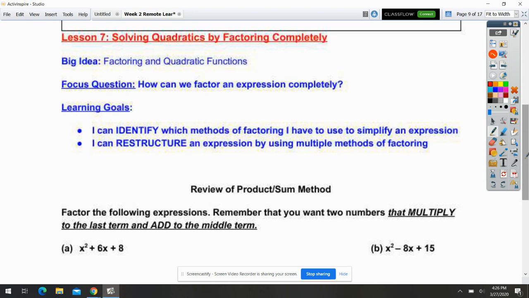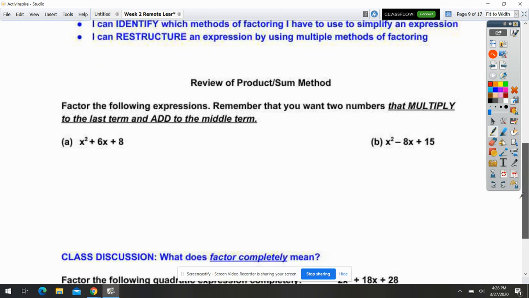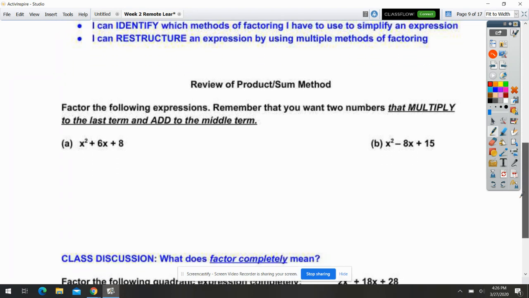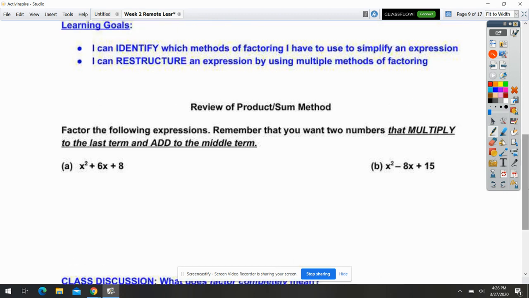So in lesson 5, we went over the product sum method. And now we're just going to add one little step prior to that method that's going to involve the greatest common factor. But first we're going to review the product sum method.